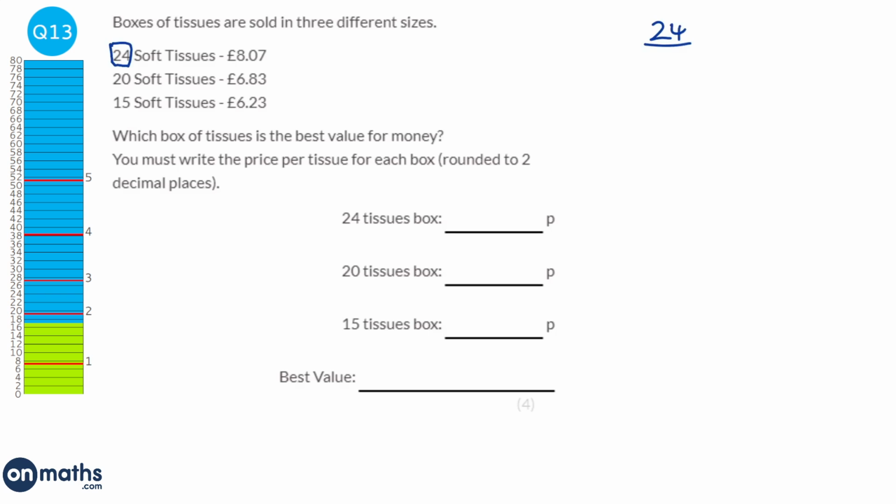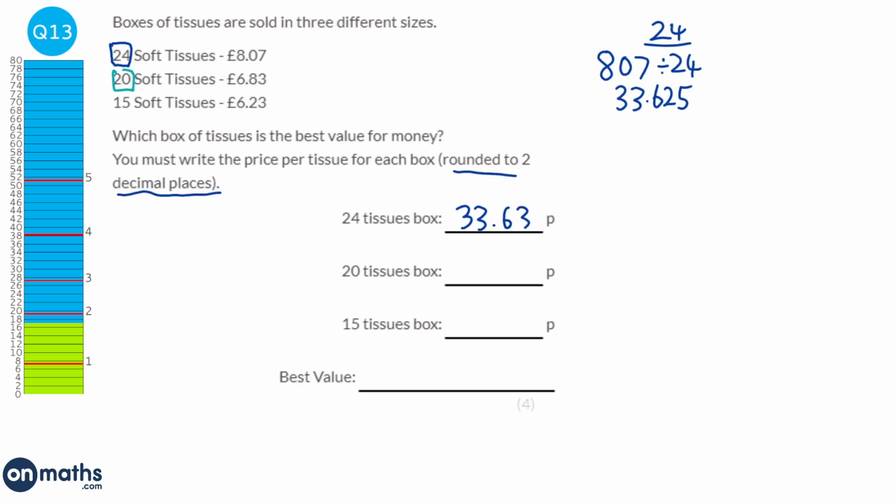What I'm going to do is convert the money into pence just to mean that we don't have as much decimal. And we're going to do 807. I'm going to divide by the 24 to find out the price of one tissue. So that is 33.625. And so I'm just going to round that to 33.63. I'm just going to round everything to 2 decimal places, which says in the question.